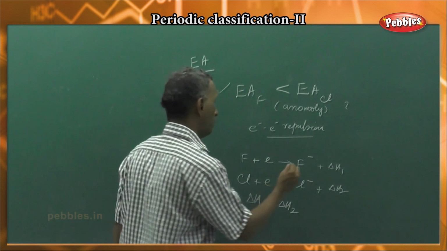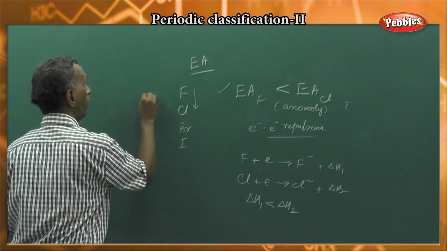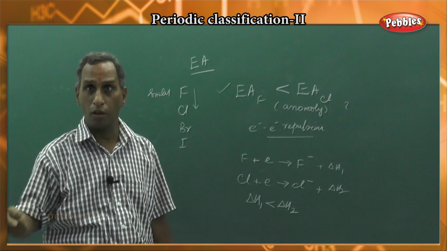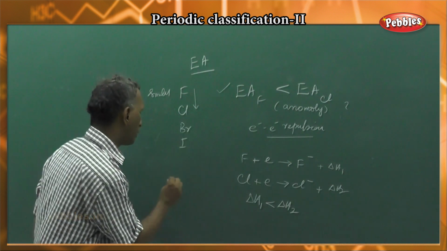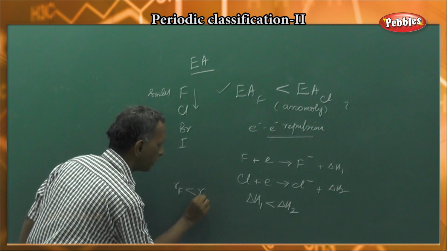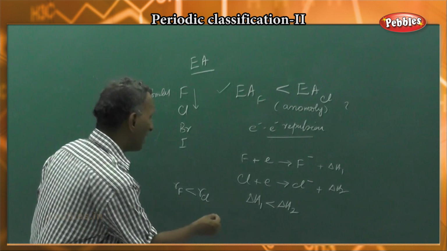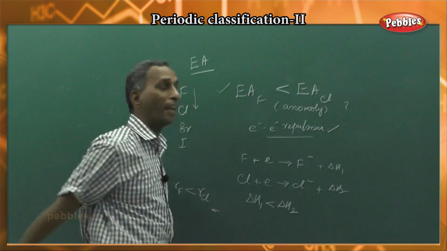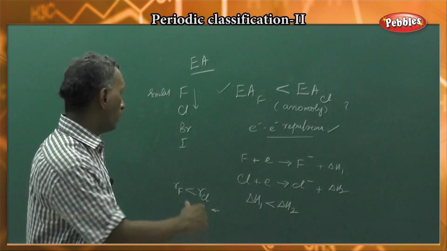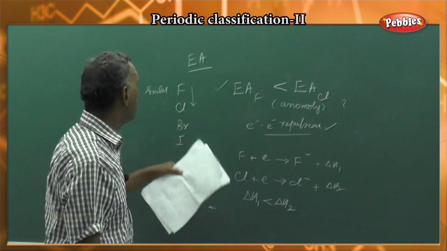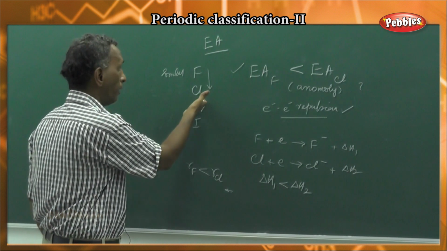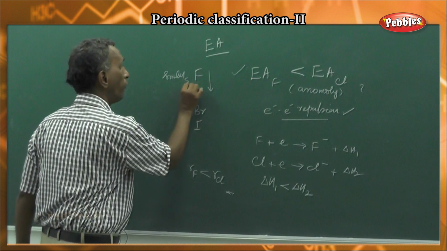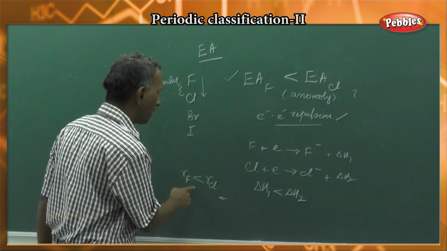It has to be explained because fluorine, if you compare, has smaller size than chlorine, because along the group size of the atom increases. So the radius of fluorine is less than that of chlorine. For the smaller size, the extra added electron goes to the same shell, causing electron repulsion. So this is explained based on the smaller size. Fluorine is the first element, it has the smallest size. We are comparing fluorine and chlorine, and fluorine has smaller size than chlorine.